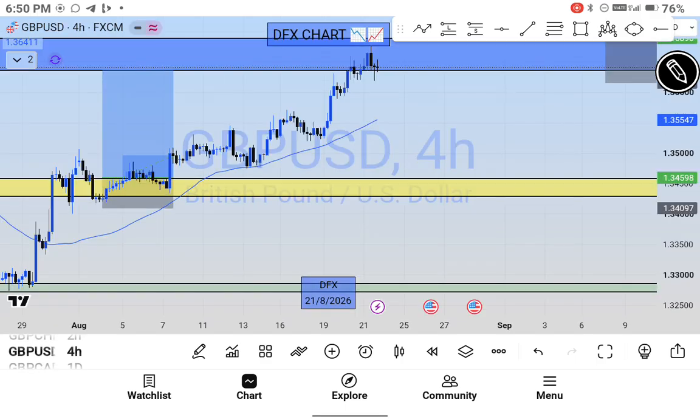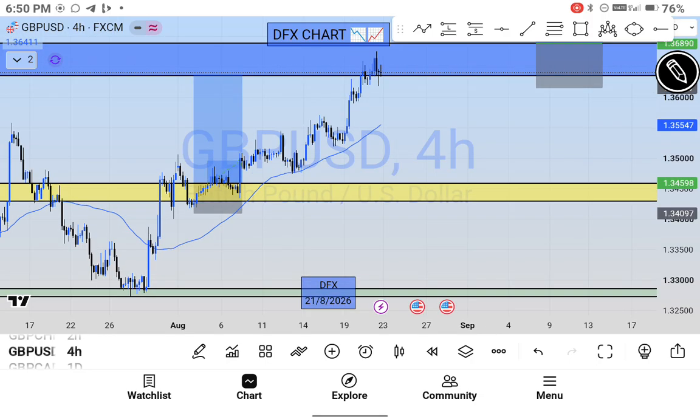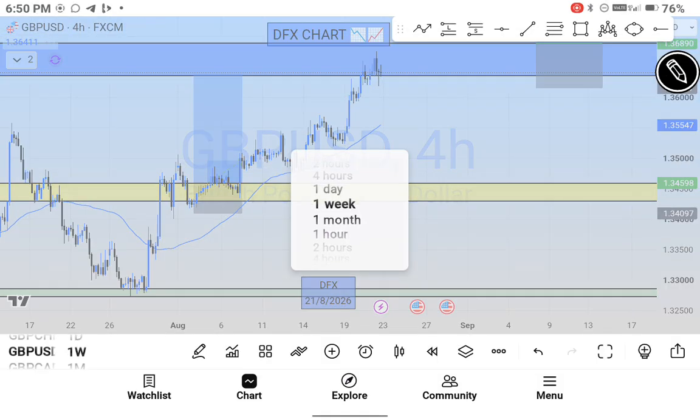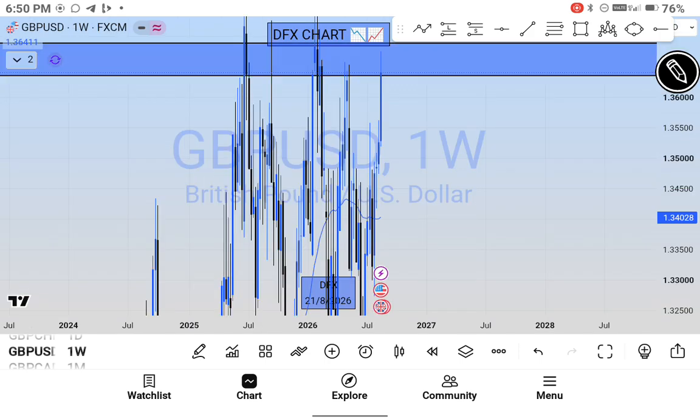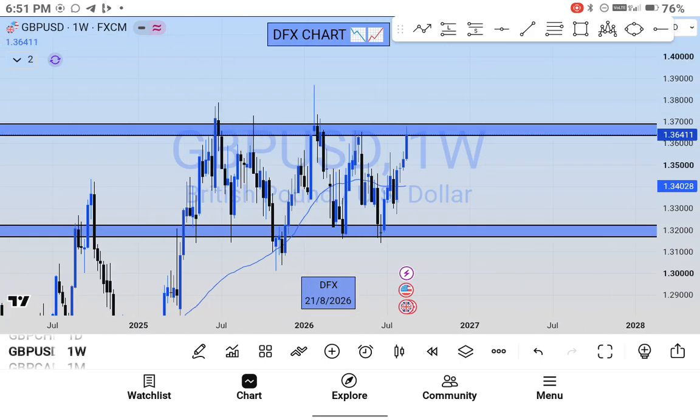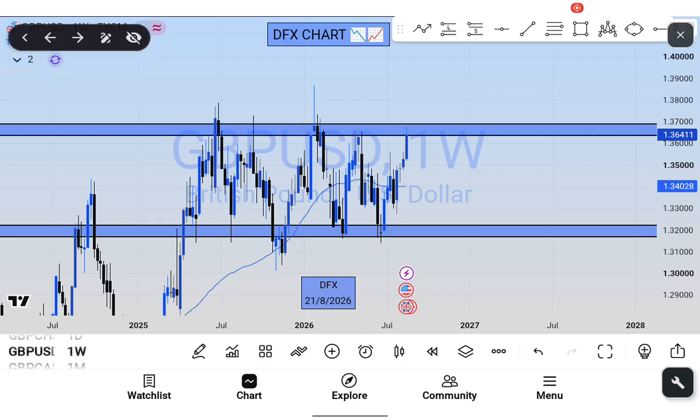Okay, so the next pair on our list is pounds USD. Now pounds USD, we've already taken profit. We took the trade from here, and here we are right now. So what are we going to be looking at? Let's start from the weekly time frame to know what the market is saying. All right, so this is pounds USD on a weekly time frame.